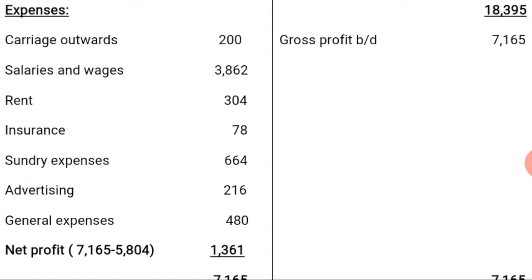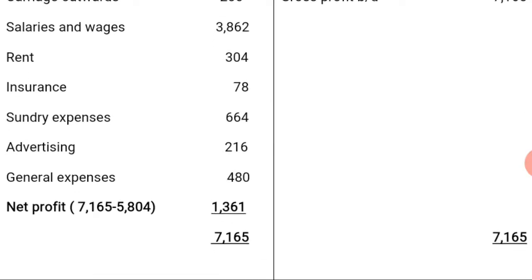5,804 naira. So from gross profit brought down, which is 7,165 naira, you deduct the total expenses, which is 5,804 naira. From 7,165 naira, you deduct 5,804 naira. Then you arrive at the net profit of 1,361 naira.